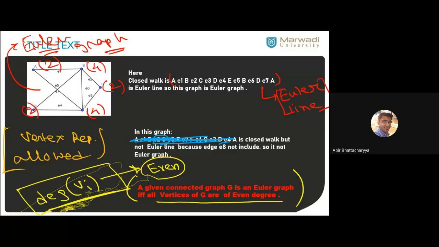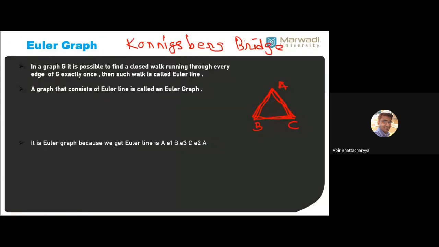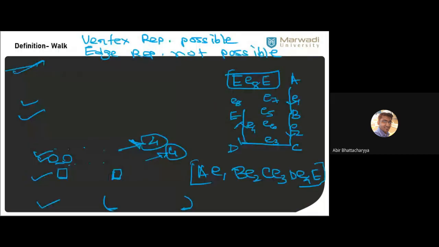Now I will go to the Königsberg bridge problem. You will tell me why that fails. Just go to the Königsberg bridge problem.